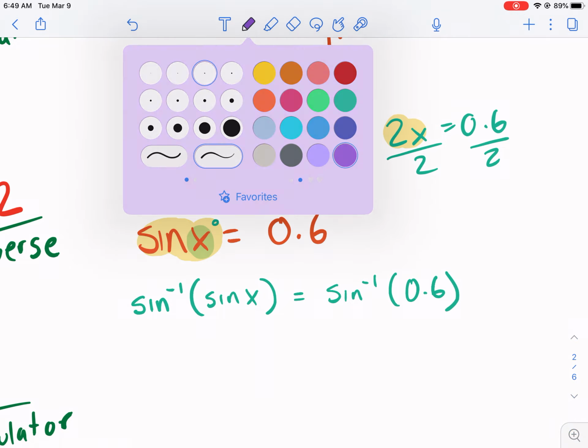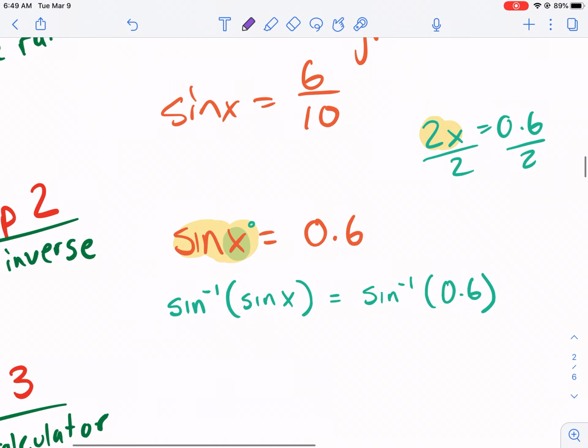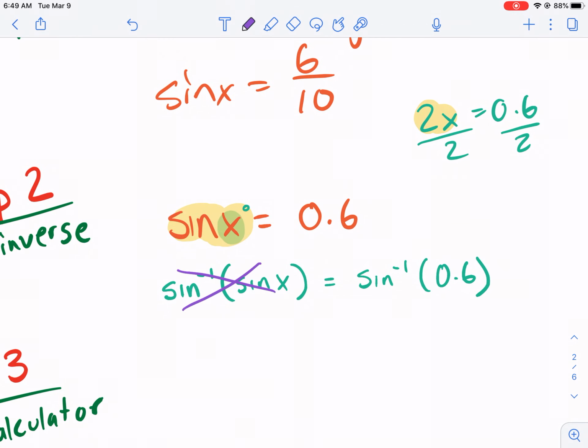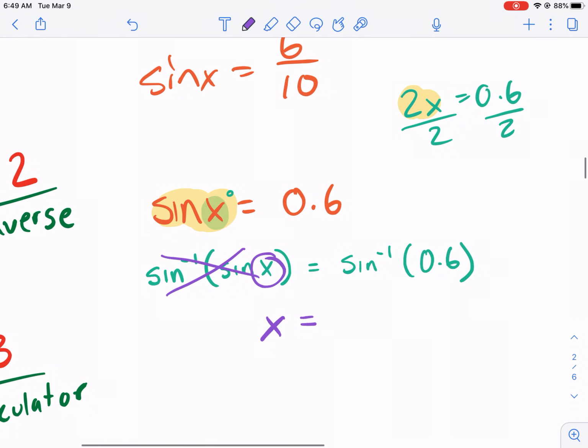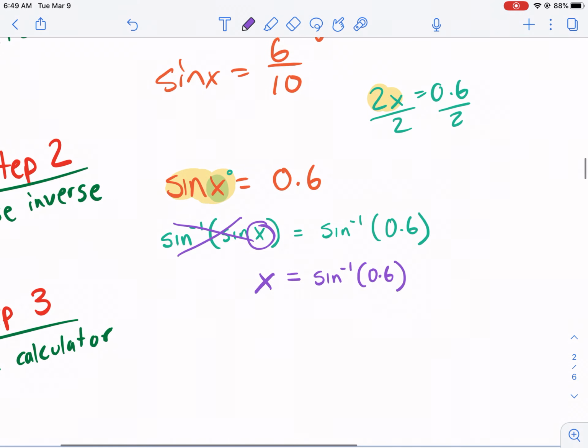Why do we do that? Well, we inverse sine because, like I said, it undoes the sine. What are we left with? Just x. So now we have x by itself because we inversed sine that side of the equal sign. Now what do we have on the right side? Well, now we have the inverse sine of 0.6.